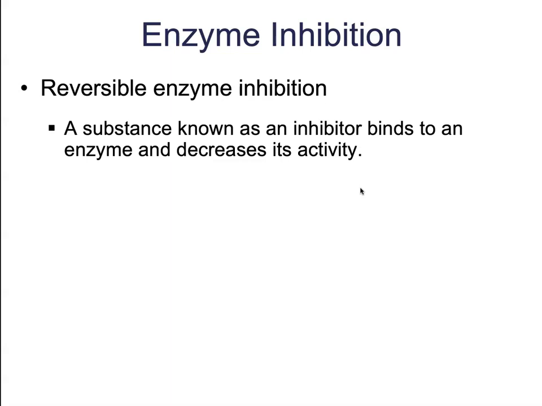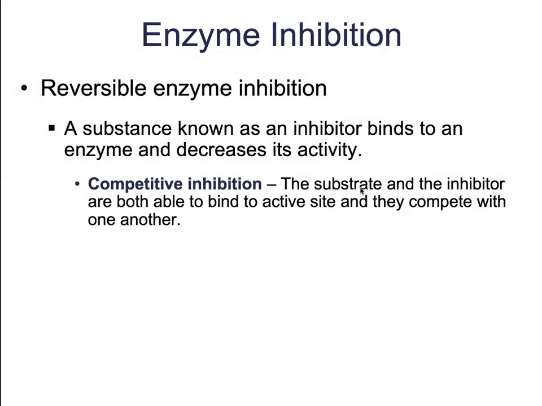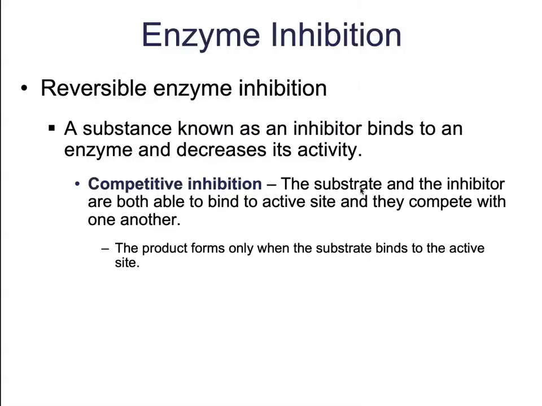We can do this one of two ways. We can either do competitive inhibition. Competitive inhibition is when the substrate and the inhibitor are both able to bind to the active site and they're going to compete with one another. So the product is only going to form when the substrate binds to the active site.